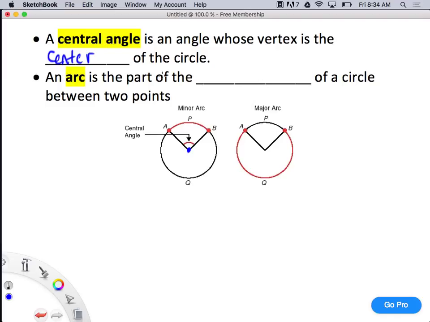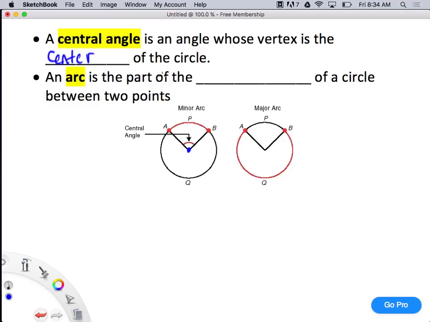Now, an arc is the part of the blank of a circle between 2 points. So here's an arc. You see, here's 2 points. Here's what's called a minor arc because it goes directly between those 2 points in the angle. And the major arc goes the other way, outside of the angle, kind of like Pac-Man. So the minor arc is this. Does that make sense?